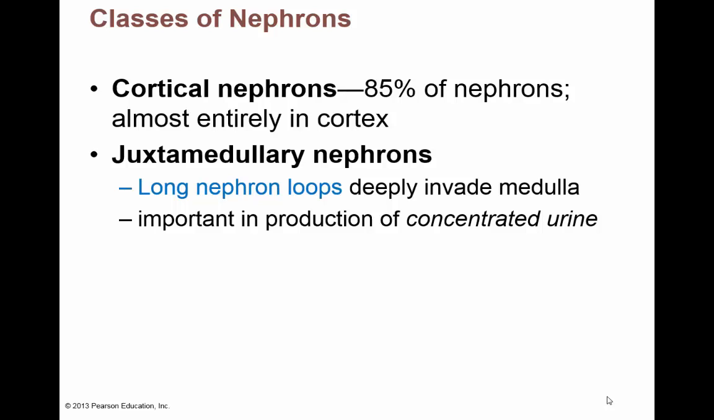And then you have the juxtamedullary nephrons, about the other 15%. Their main difference is they have a really long nephron loop, a really long loop of Henle. It goes really far down into the medulla, and its main job is to help concentrate urine. So it's going to try to pull as much water out as possible.